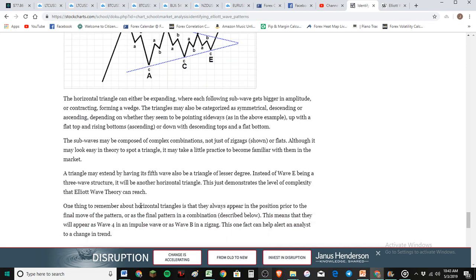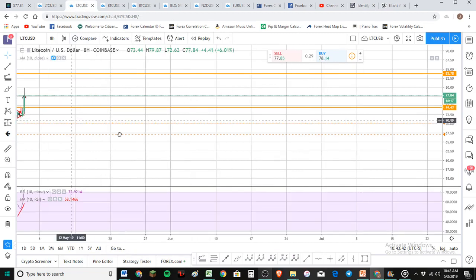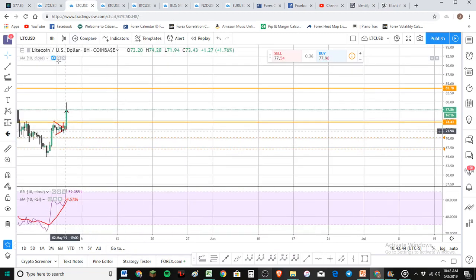No, I'm sorry. One thing to remember about horizontal triangles is that they always appear in the position prior to the final move of the pattern. Okay, so that means it's going to appear in wave 4, or it'll be in a wave B in a zigzag. So it appears right before the final move. So we go back to our chart, and we've got this triangle. So this is the final move. Now, whether it's played out or not, we're not sure. We expect 5 waves.